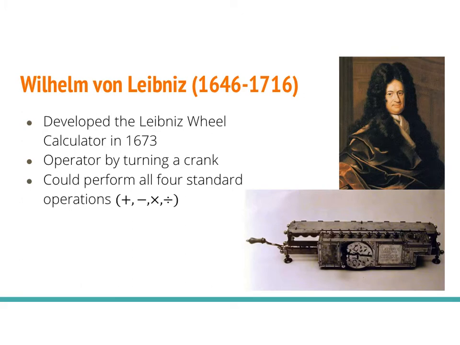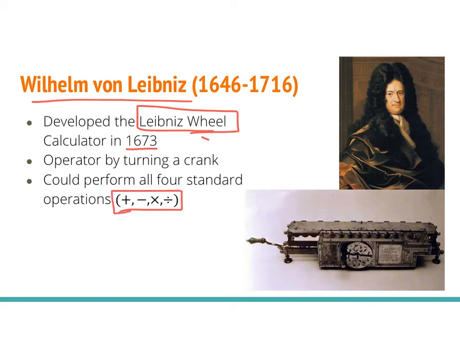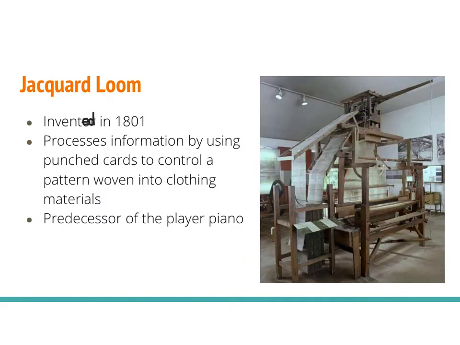Now, if we continue to move throughout history, in 1673, a man by the name of Wilhelm von Leibniz developed the Leibniz wheel. So, where Pascal's calculator back in the 1640s was only able to do addition, Leibniz's calculator was actually able to perform all four standard operations. In addition, his particular device was a little bit more advanced, and instead of operating by turning dials, it would operate by turning a crank that would help you to complete these four standard operations.